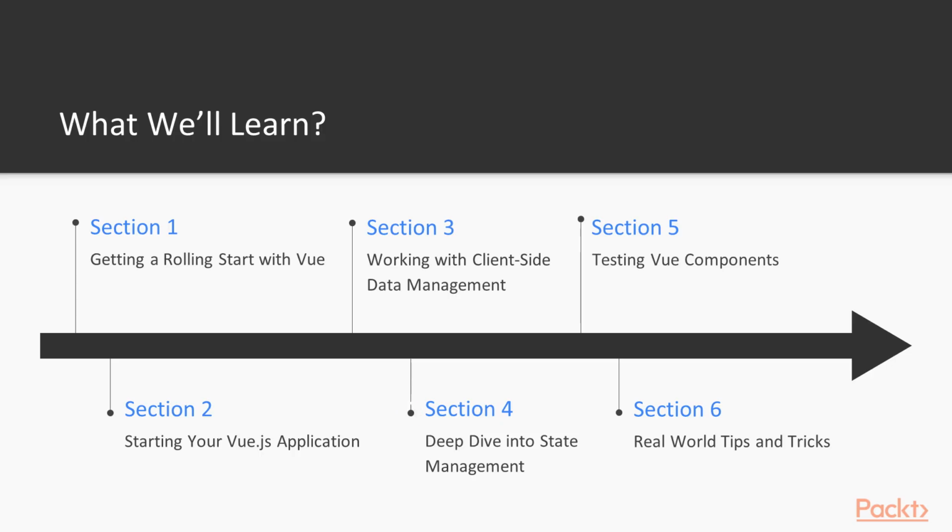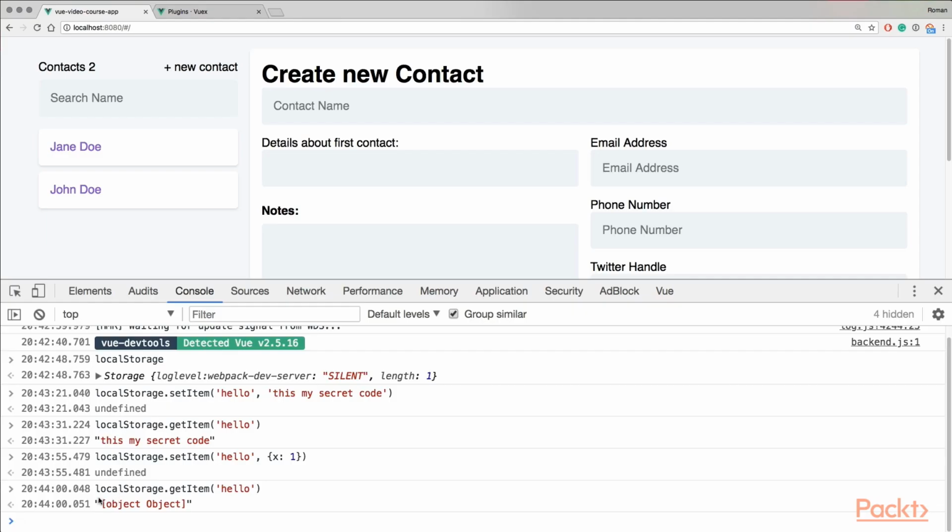We will follow up in section 4 with a deep dive into state management. We will investigate what a Flux store is, how to build a new Flux store from scratch, and then we're going to start to implement Vuex. What is the state management library provided by Vue, and also what it's bringing to the table.